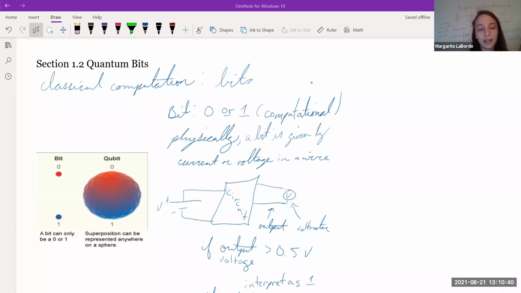So in classical computing, you can think of a bit as being like a light switch. So on or off, 0 or 1, kind of like in the picture to the left of the screen.